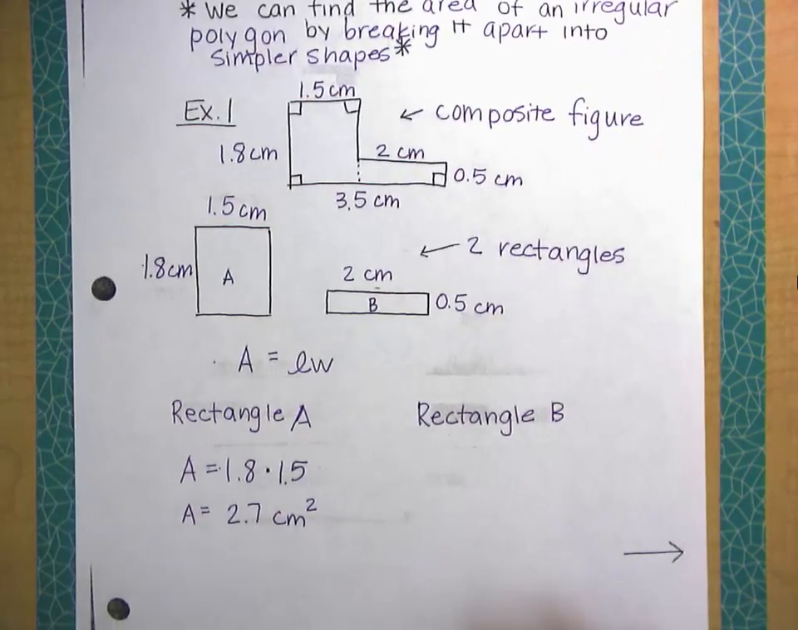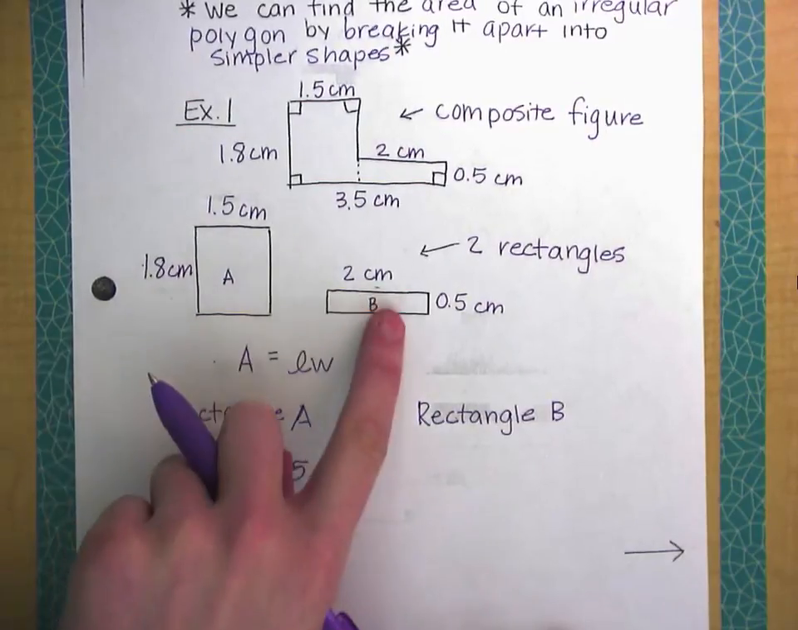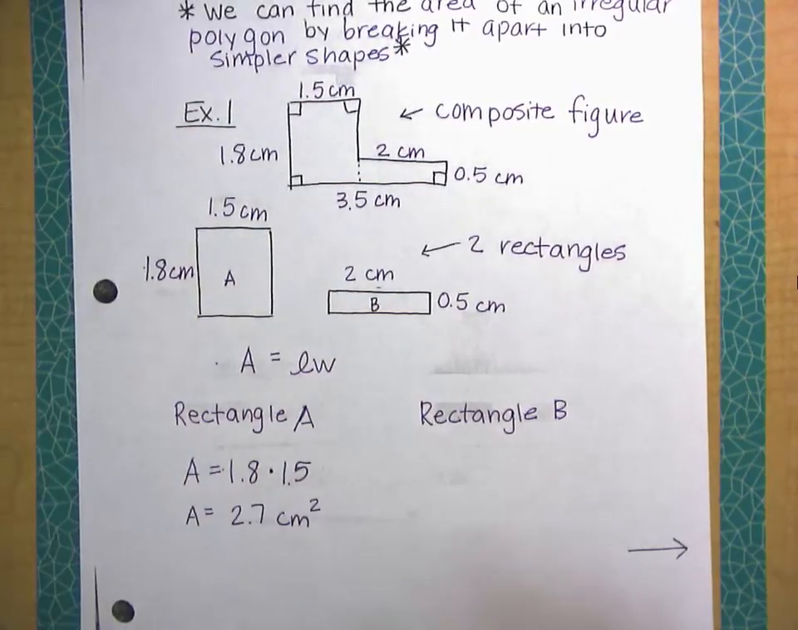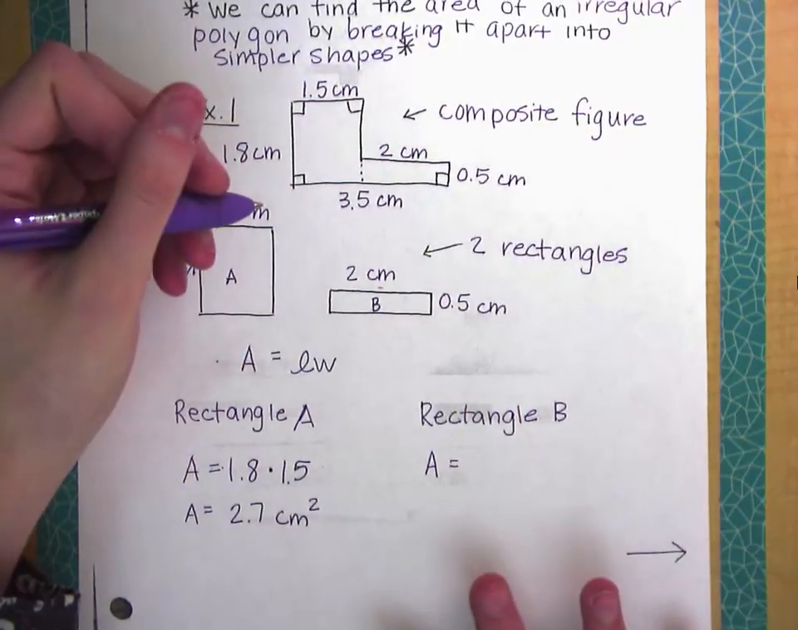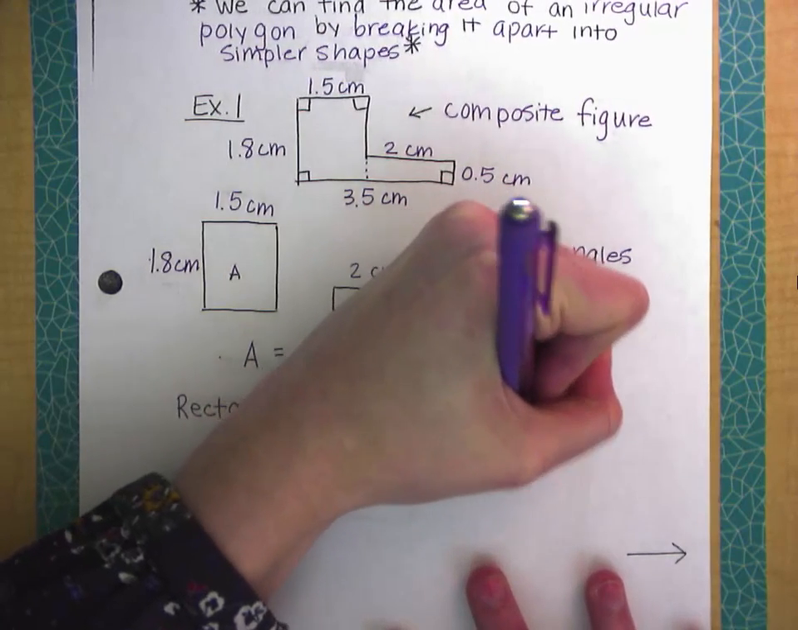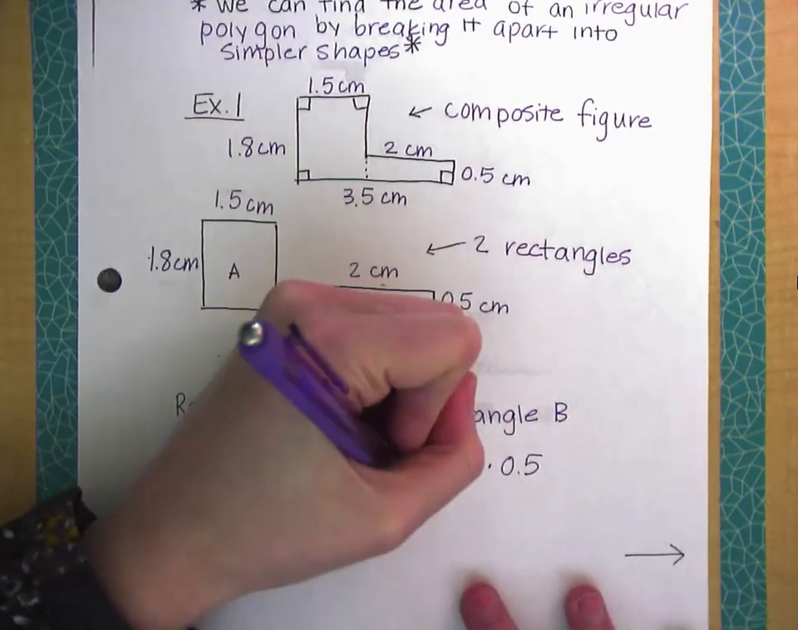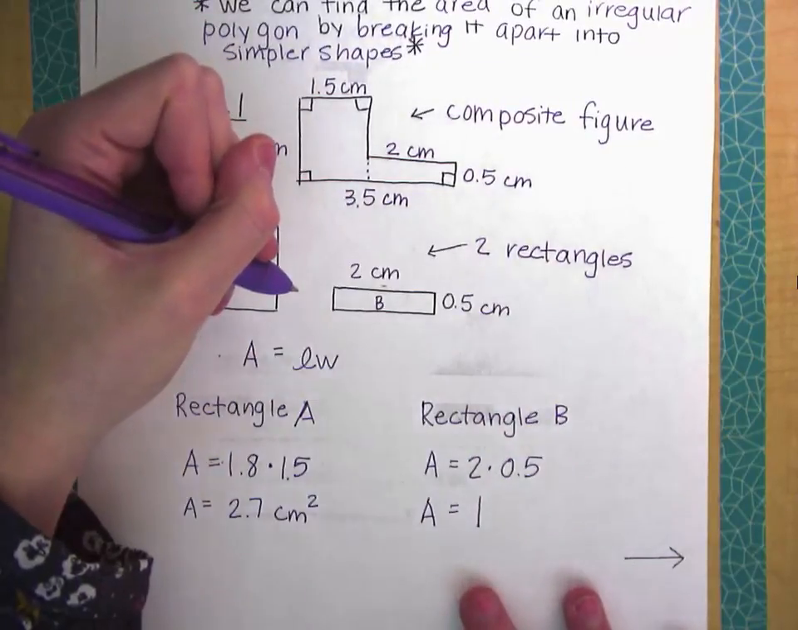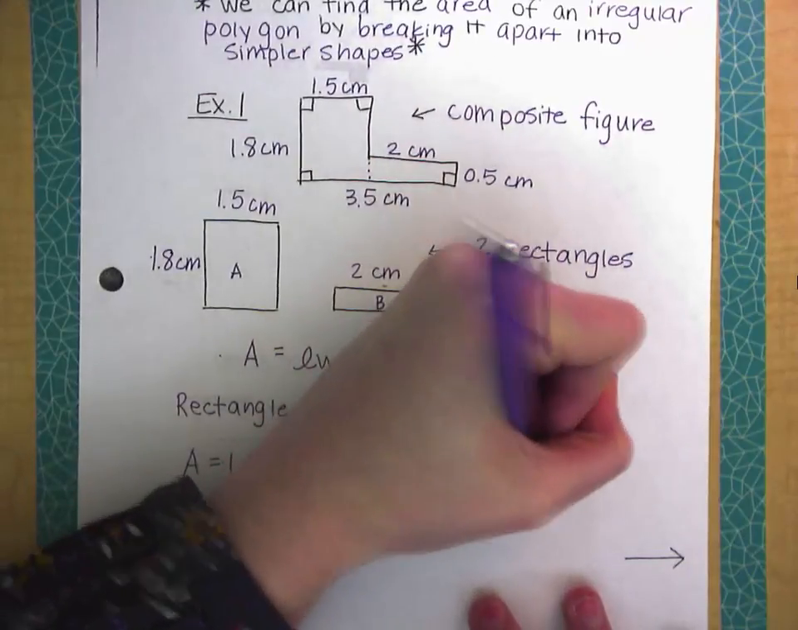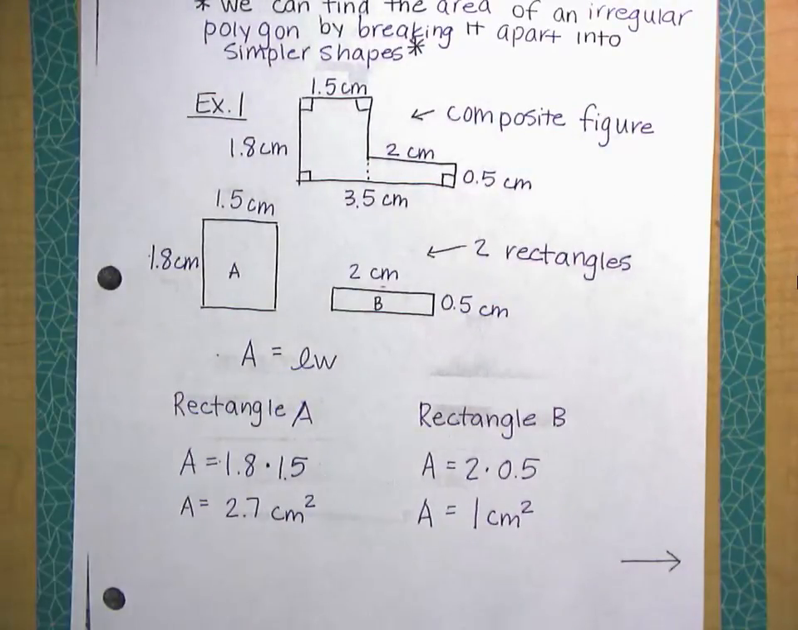Okay? So I found rectangle A. Now I've got to find rectangle B. Okay, so do we use the same equation or the same formula or a different one? We'll use the same formula. It's still a rectangle. But what are we going to multiply together this time? We're going to do 2 times 0.5, which should give me what? 1. Thank you. 1 centimeter squared.